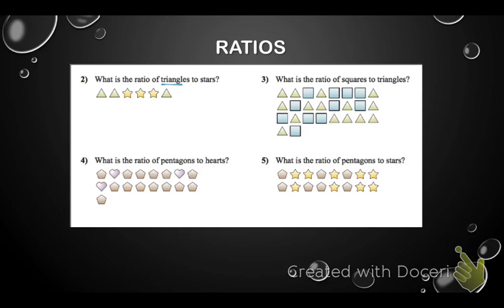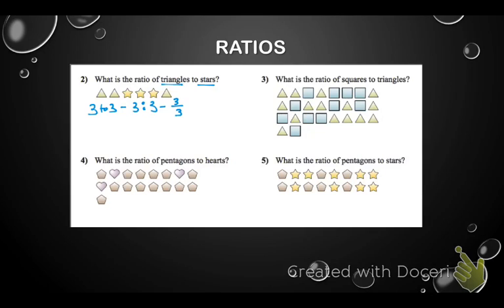What is the ratio of triangles to stars? Make sure that you do triangles first. So how many triangles do we have? Well, 3. How many stars do we have? 3. So it's a 3 to 3. It's also a 3 using a colon to 3. You need to write it in all three ways for this worksheet. And a 3 to 3 as a fraction.